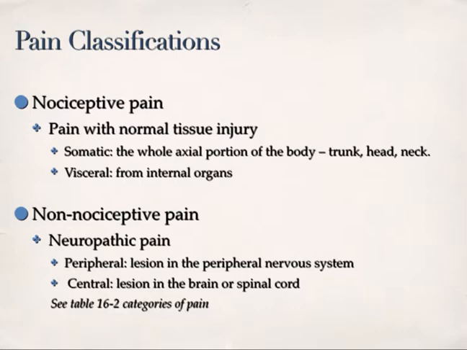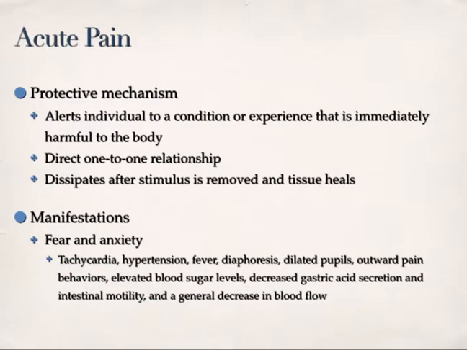Or spinal cord injuries. They still can have pain with that, essentially. On table 16.2, there's just some more descriptors of the different types of pain. You can take a look at that if it helps too. In terms of acute pain, once again, it's more of a protective mechanism and it's really to alert the person that there's harm there, essentially. It dissipates, obviously, after the stimulus is removed or the tissue heals.